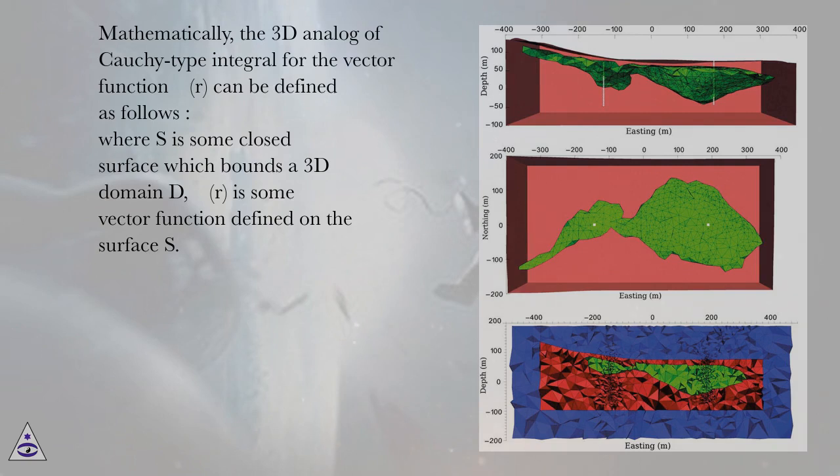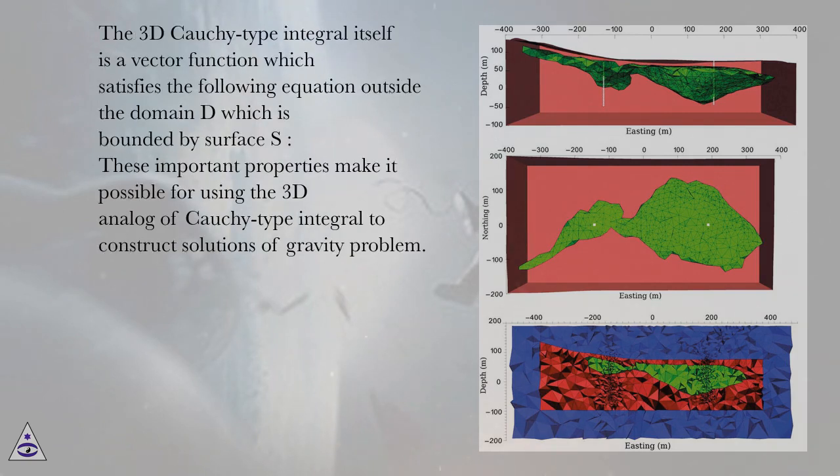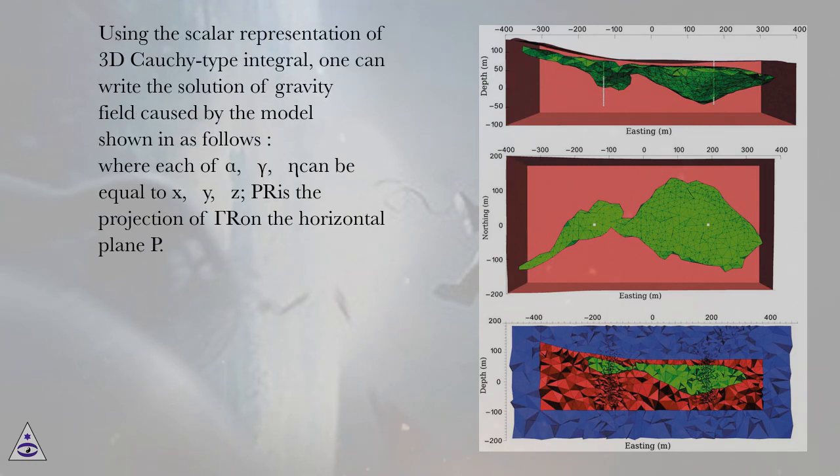the surface S. The 3D Cauchy type integral itself is a vector function which satisfies the following equation outside the domain D, which is bounded by surface S. These important properties make it possible to use the 3D analog of Cauchy type integral to construct solutions of gravity problem. Using the scalar representation of 3D Cauchy type integral, one can write the solution of gravity field caused by the model shown in as follows.